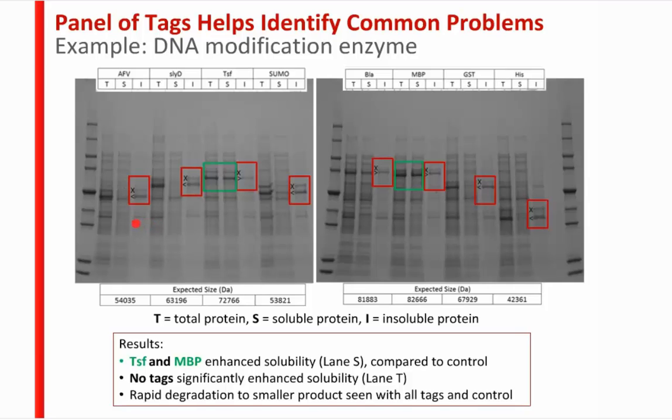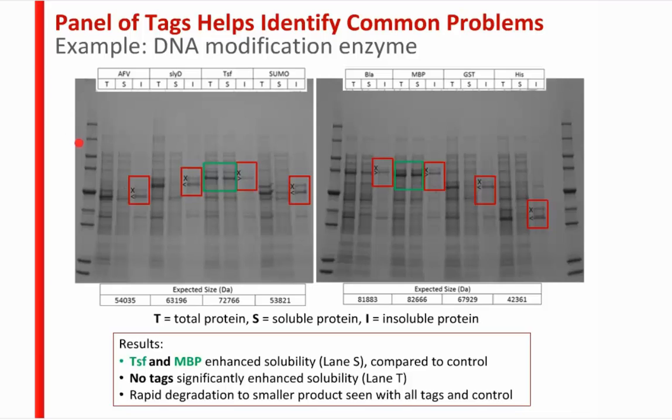If you saw this with one tag, you might think, oh, I think this is a degradation product, but I'm not really sure. Maybe I should run a Western. Maybe I should clean it up and see if it sticks to a column. In this experiment, since we're seeing the same thing across all of these tags, it makes it fairly easy to identify what's going on.